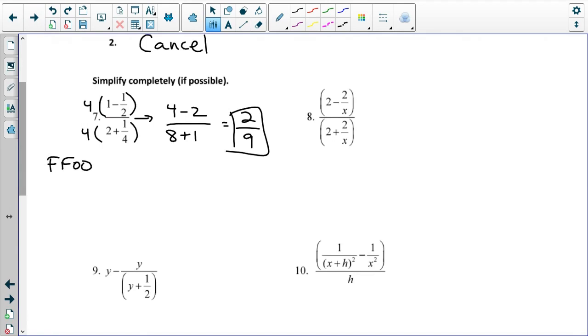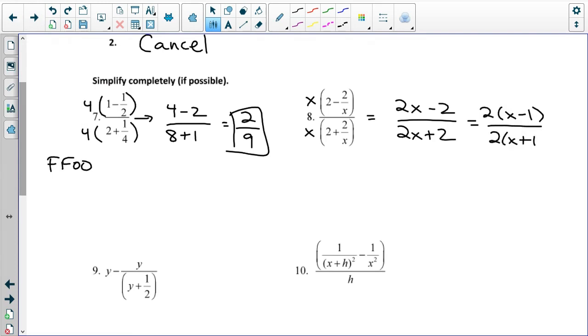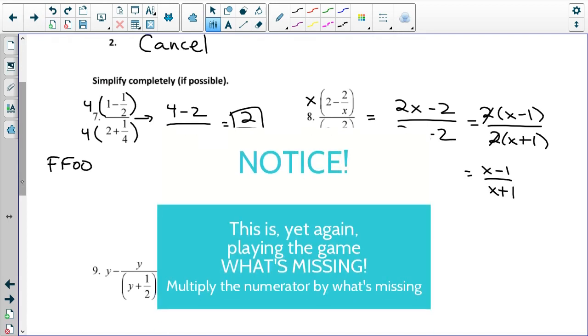So as I do that, I get my final answer. The common denominator in problem 8 is x. So I'm going to multiply everything by x. 2 times x is 2x. 2 over x times x is just 2. And then in the denominator, I get 2x plus 2. Now, I can factor out a 2 from both the numerator and denominator. So those cancel, and I end up with x minus 1 over x plus 1. So I have to cancel things out that I possibly can.